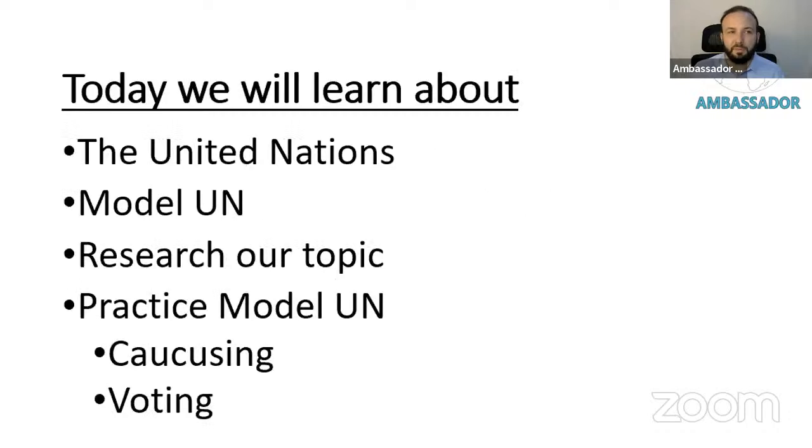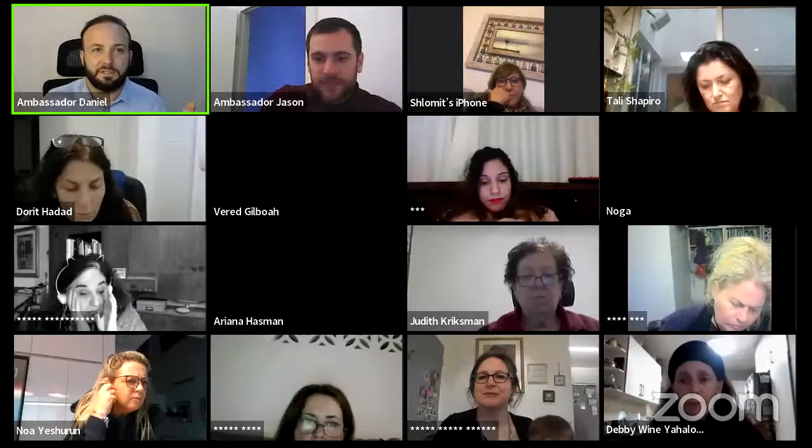So what we're going to learn about in this short lesson is first about the United Nations. We're going to learn about Model UN. We're going to research a short topic together, and then we're going to practice the Model UN procedure, which is first caucusing, which is discussion in a legal, parliamentary-like format, and then voting, where we're going to vote on the actual issues. So thank you, Daniel.